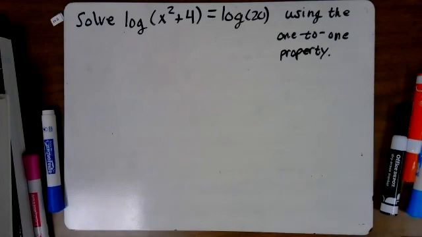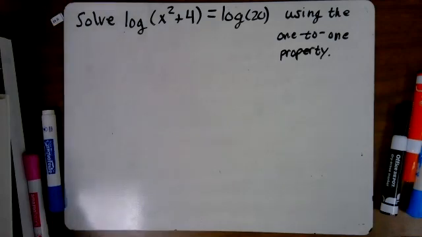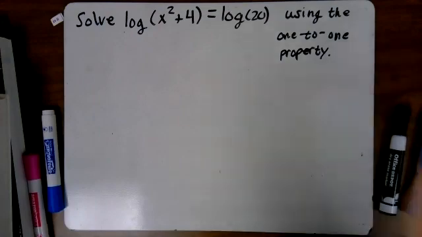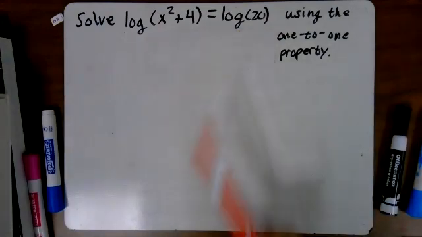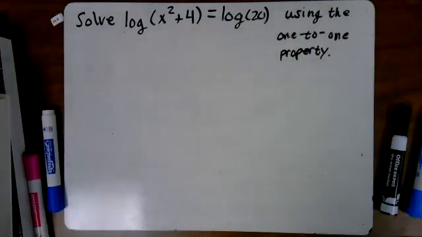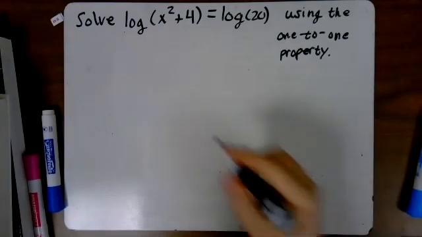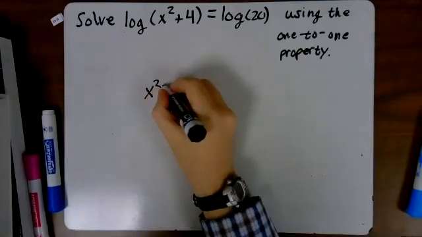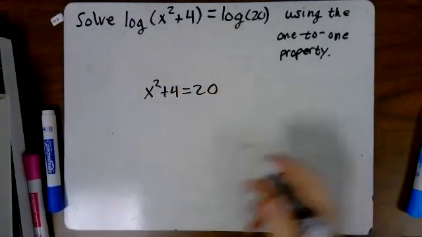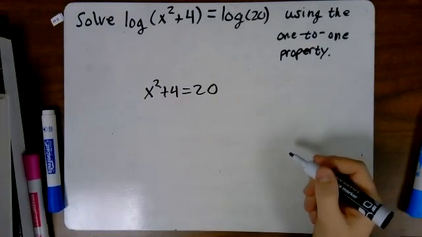All right. So the one-to-one property states that the contents of these two logs is the same. All right, cool. So that means that now we'll have x squared plus 4 equals 20. And now at this point, we have something we can handle.